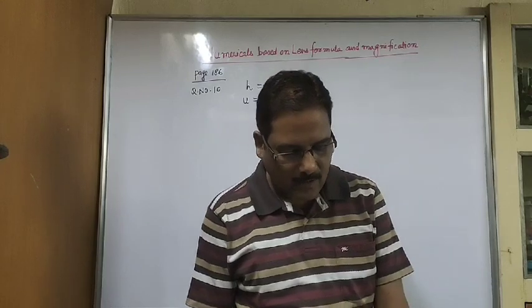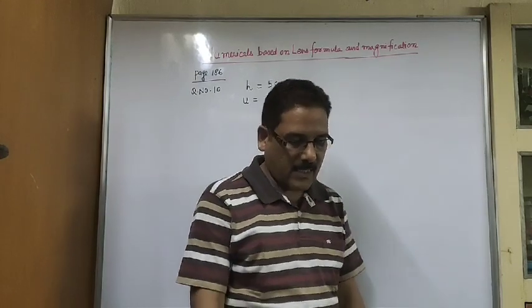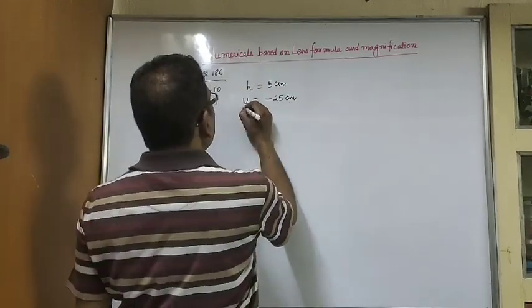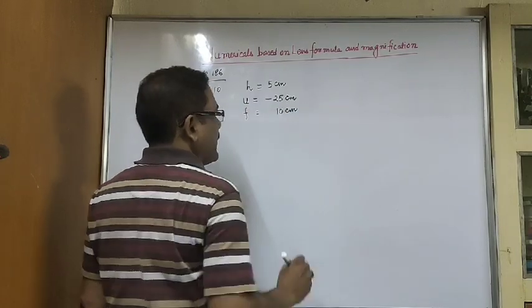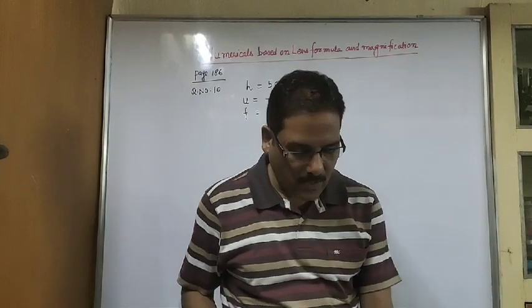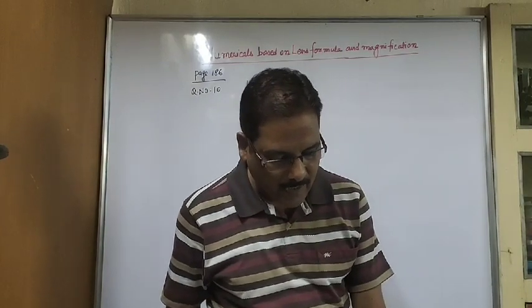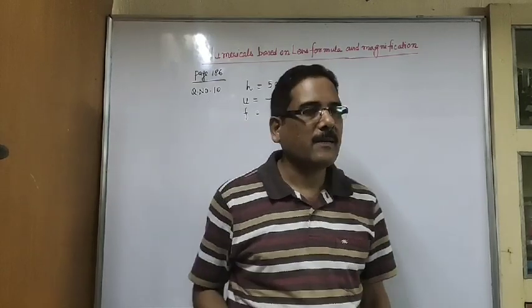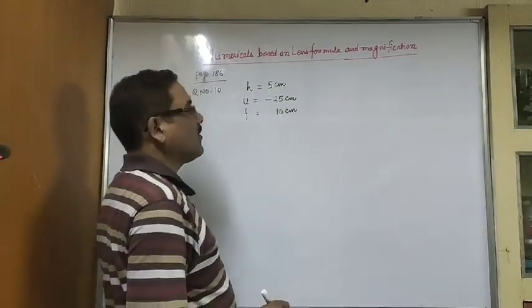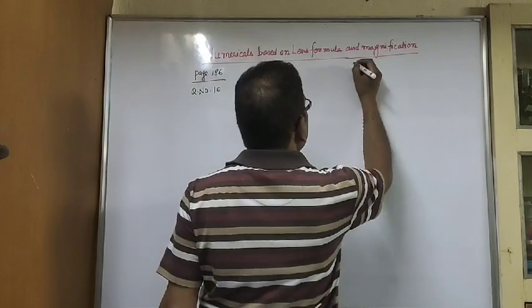And then focal length of lens. Focal length of lens is given 10 centimeter. Now it is a convex lens, converging lens. Converging lens, it means convex lens. So focal length of convex lens is positive.